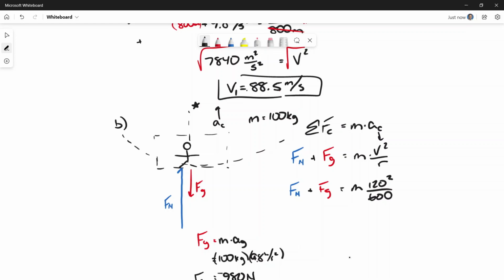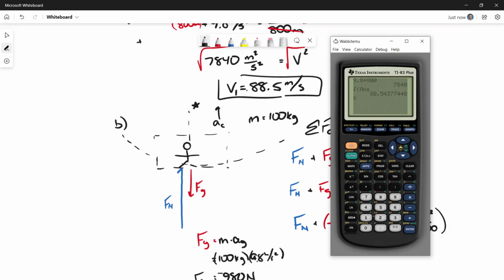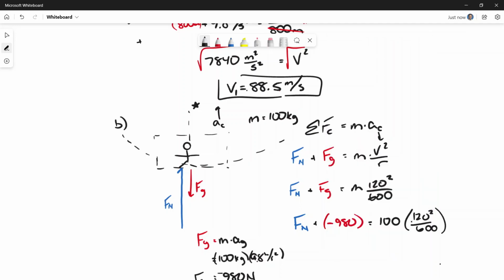Let's plug in some other things here. Let's see what the normal force is. If you plug in those values here, Fg is negative, it's outward at 980 newtons. We now have a mass. Let's put 100 in here times that 120 squared over 600. In fact, I'm going to actually calculate that here. What's 120 squared over 600? This is the centripetal acceleration: 24. I'm going to write that in here. This is actually 24 meters per second squared of acceleration.